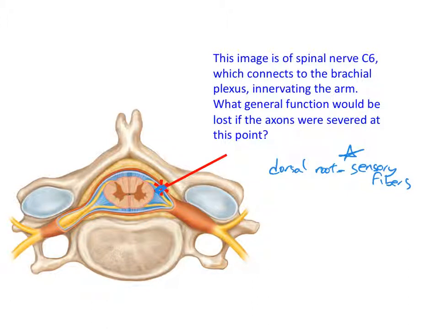And since I gave you the fact that it is from the brachial plexus, that tells you that there's some region of the arm. So you would not be able to feel some region of your arm.